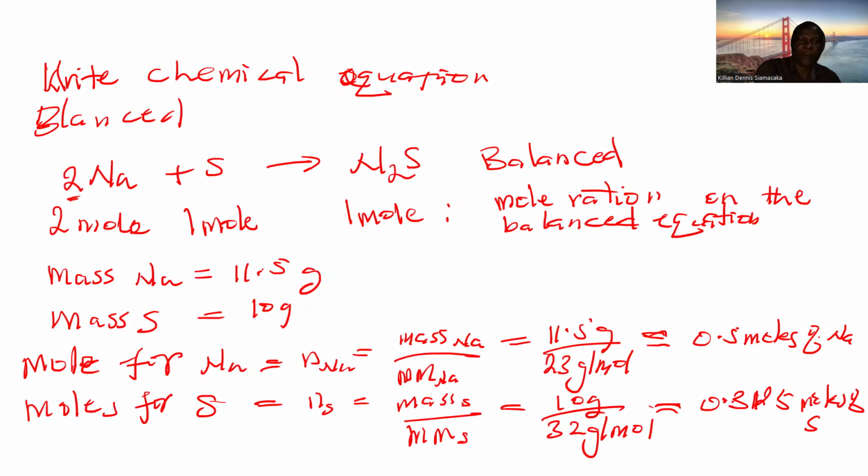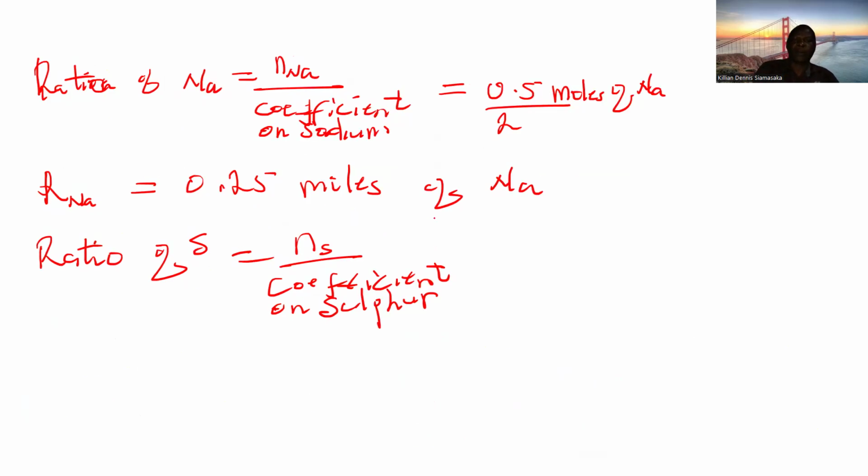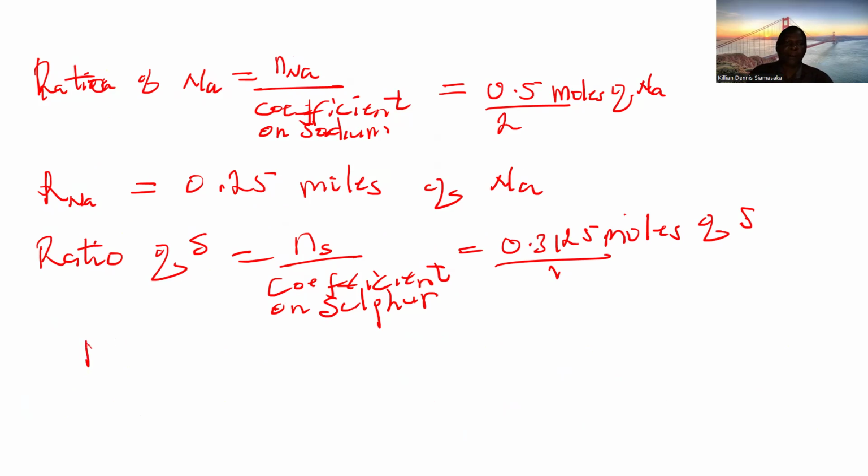These are the reactants. If you look at the coefficient in front, there is 1. So you're going to divide the actual moles that we found, which was 0.3125 moles of sulfur, divided by 1. Therefore, our R for sulfur is actually the same as 0.3125 moles of sulfur.